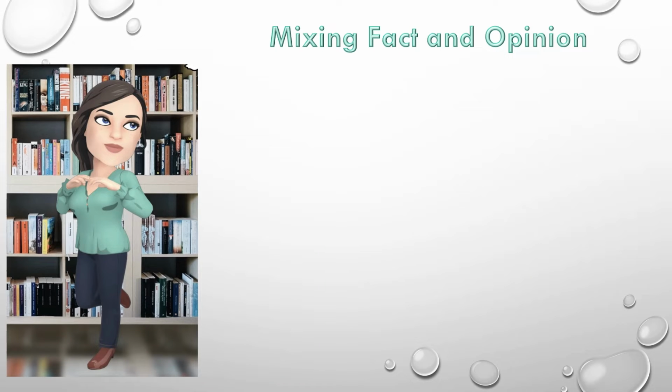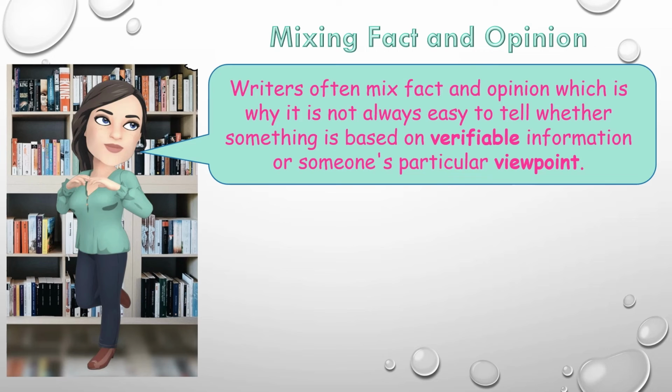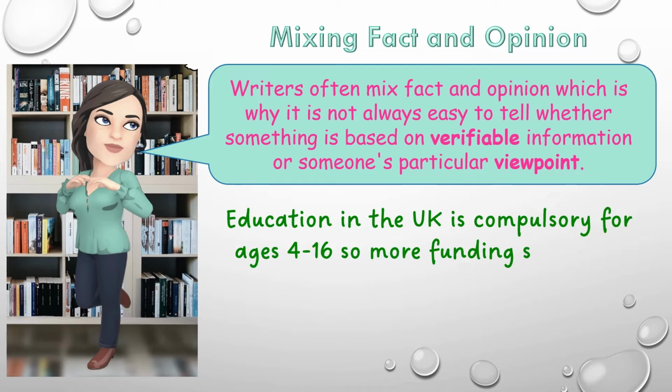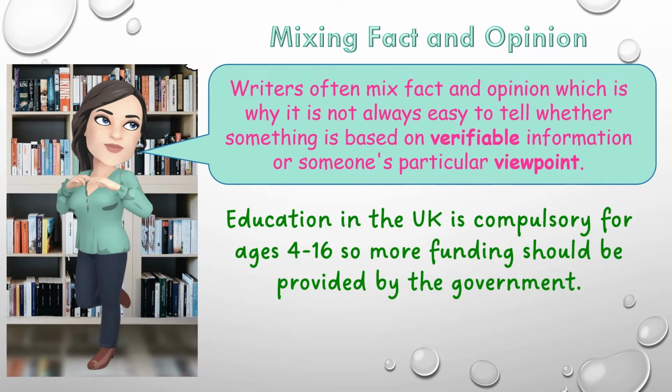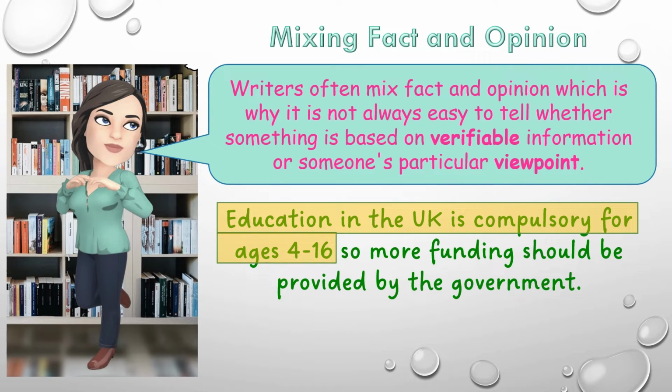Something to be aware of when looking for fact and opinion in text is that writers can mix fact and opinion. It's not always easy to tell whether something is based on verifiable information or someone's particular viewpoint. For example, education in the UK is compulsory for ages 4 to 16, so more funding should be provided by the government. Is this fact or is this opinion? Well, we've got two halves really to look at. Education in the UK is compulsory for ages 4 to 16, and more funding should be provided by the government.